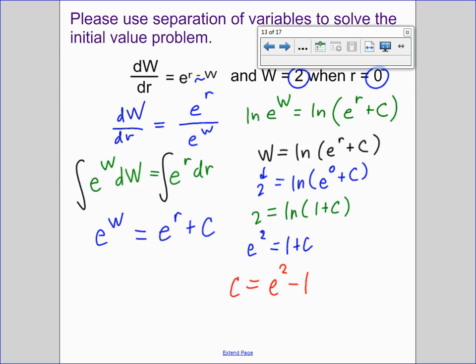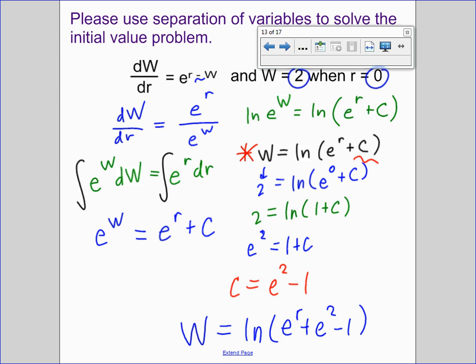But I'm not done. I must rewrite. That's this step right here. I figured out what c is. c equals e squared minus 1. So I now need to rewrite my w. My final particular solution is w equals natural log of e to the r plus e squared minus 1. So w equals natural log of e to the r plus e squared minus 1.